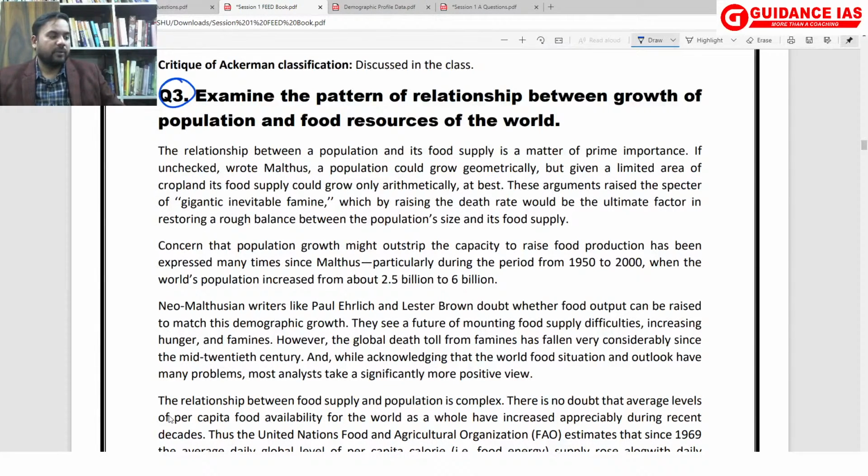ठीक है, ओके, क्वेश्चन नंबर 3 पर आते हैं. Examine the pattern of relationship between growth of population and food resources of the world. Growth of population and the food resources of the world. I'll give you 2 minutes. Think what you'll be writing.